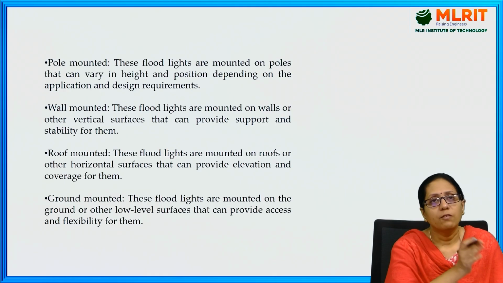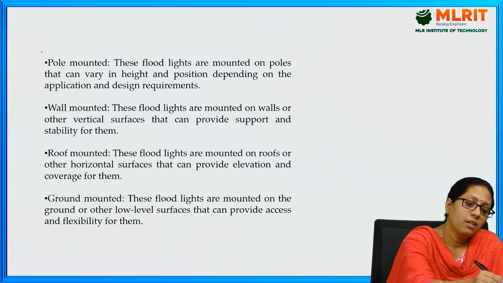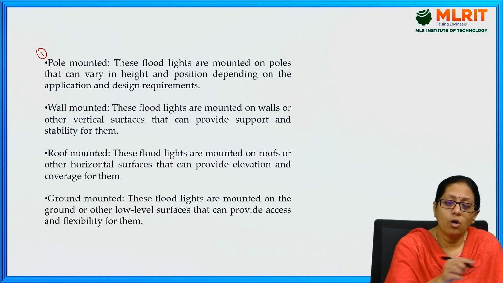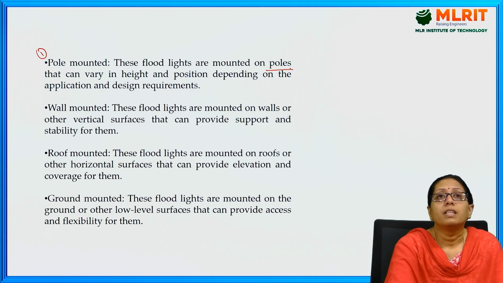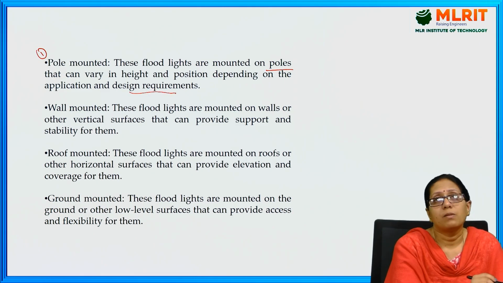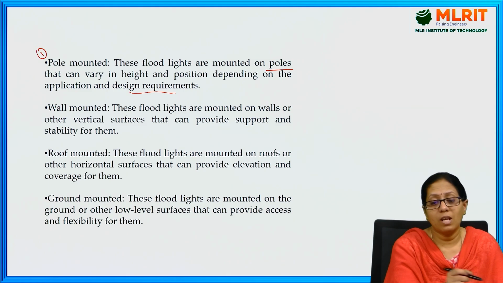Classification based on the mounting. Here you can see the 4 types of classifications based on the mounting. The first one is pole mounted. Here the floodlights are mounted on poles that can vary in height as well as position depending upon the application and design requirements. So based on the application as well as design requirements, the height as well as the position can change.